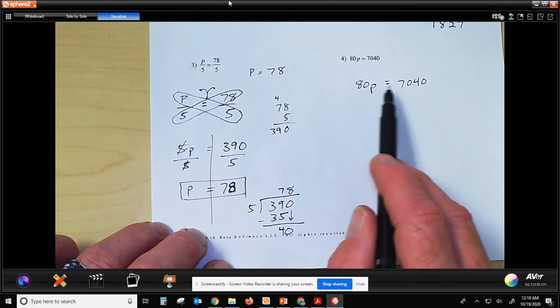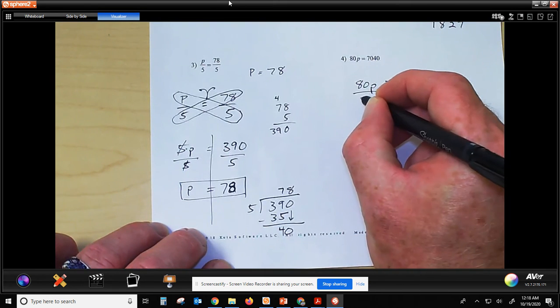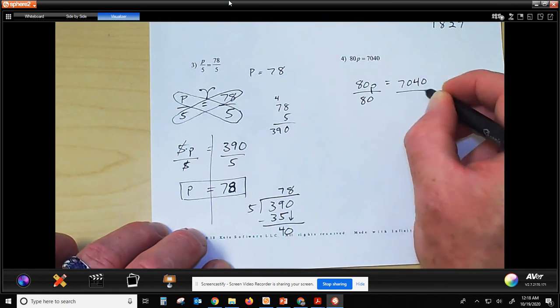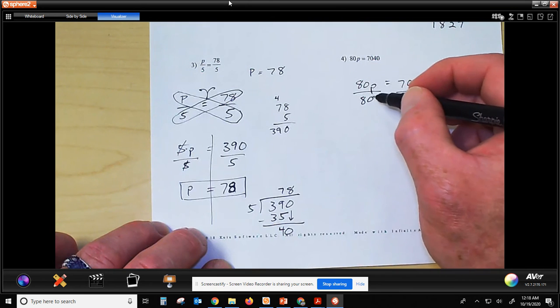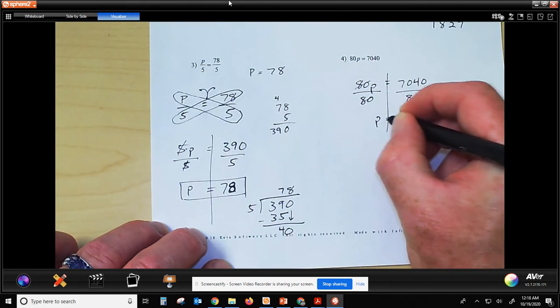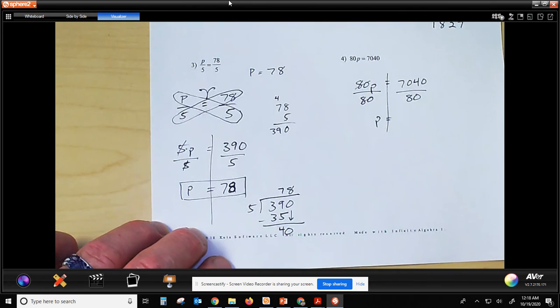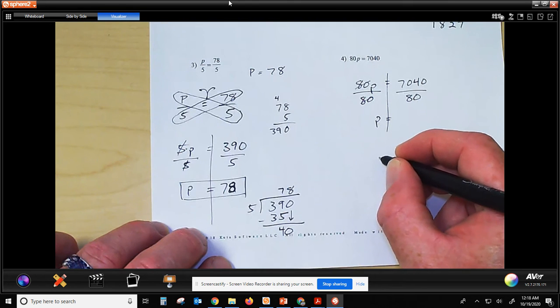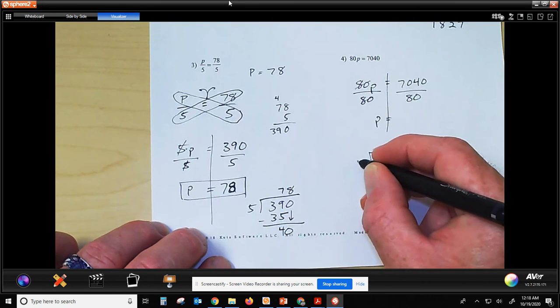80 times what equals 7,040? I'm going to divide both sides by 80. Okay. 80 divided by 80, this one cancels. P is going to be equal to 7,040 divided by 80. Here we go. 7,040 divided by 80.